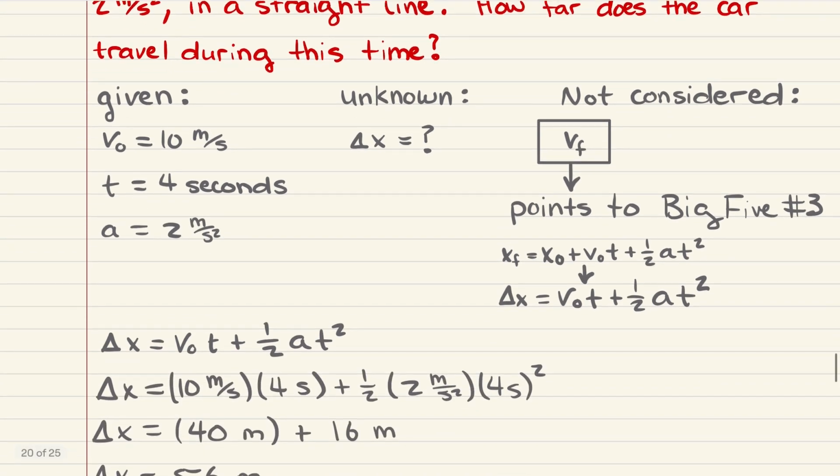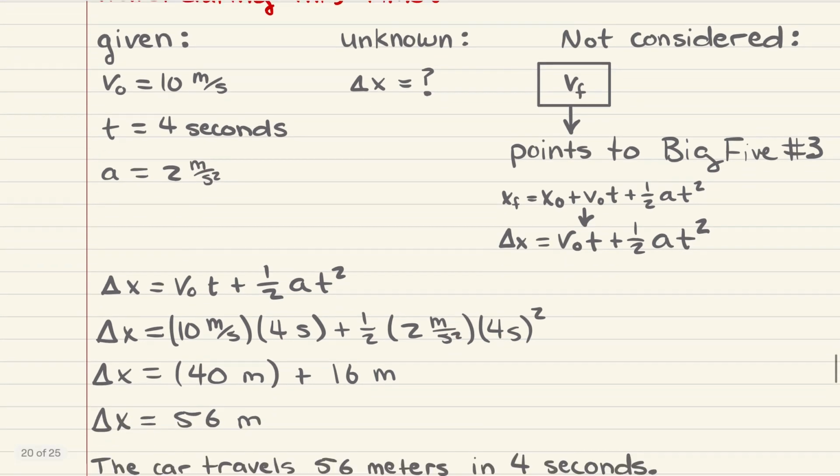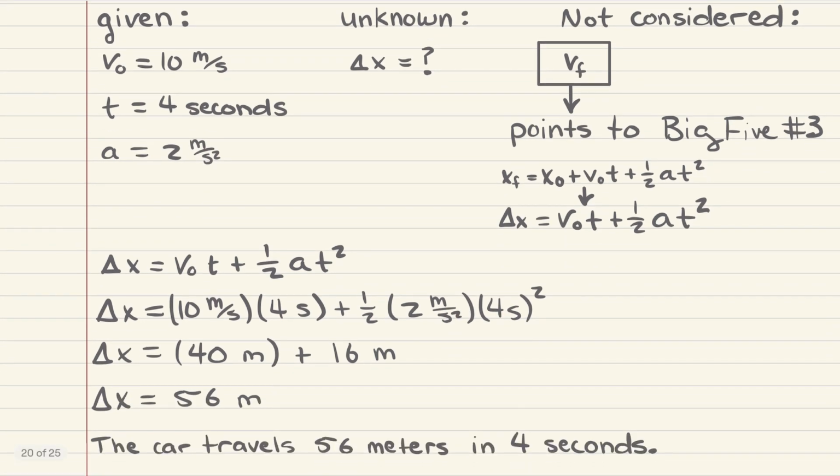I don't even have to do any weird algebra because displacement is already isolated on the left side of the equation. So I'm going to plug in 10 meters per second for initial velocity, 4 seconds for time, 2 meters per second squared for acceleration, and 4 seconds again for time over here. That said, we're just going to calculate that out. We'll get 40 meters plus 16 meters. Make sure you follow how all these units cancel out to where it's just meters again. 40 meters plus 16 meters adds up to 56 meters, so we can say that the car traveled 56 meters in 4 seconds.